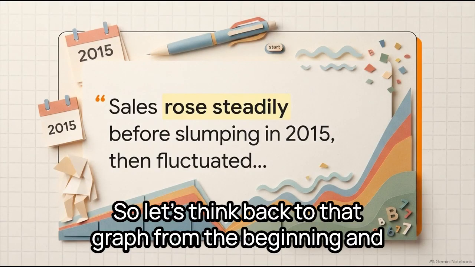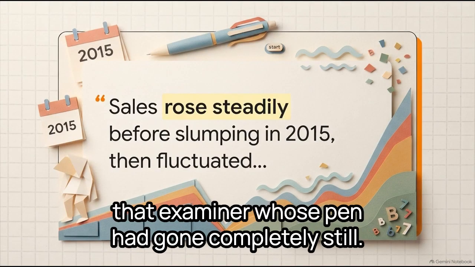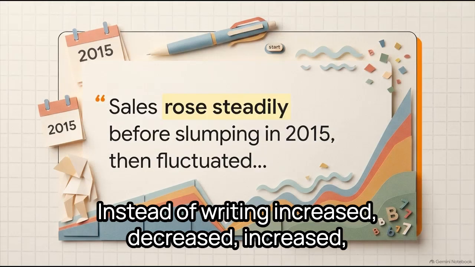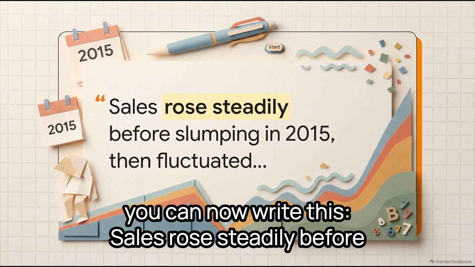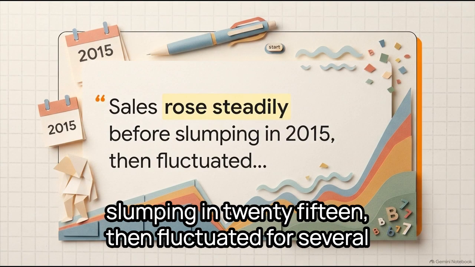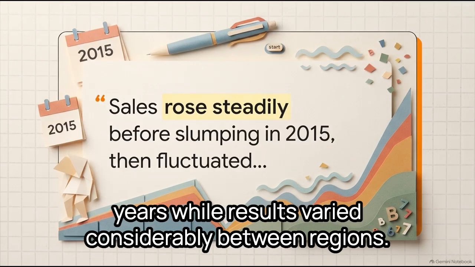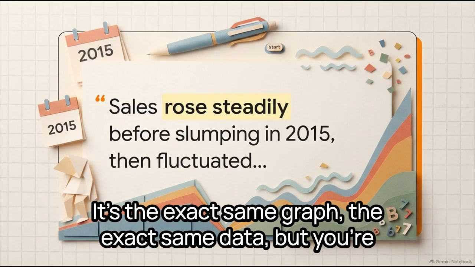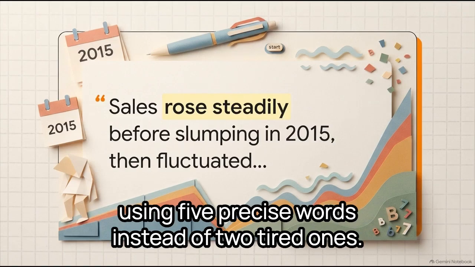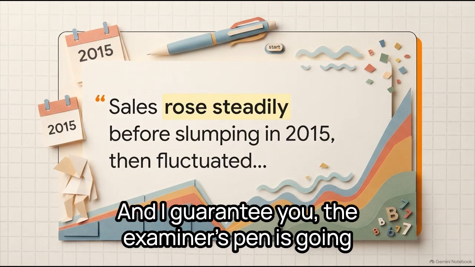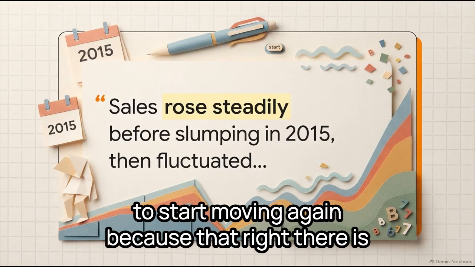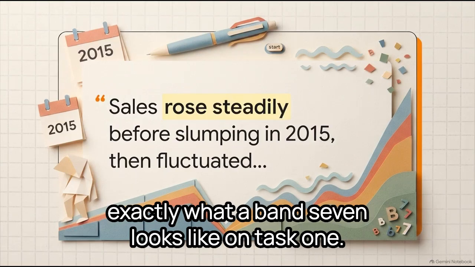So let's think back to that graph from the beginning and that examiner whose pen had gone completely still. Instead of writing increased, decreased, increased, you could now write this. Sales rose steadily before slumping in 2015, then fluctuated for several years, while results varied considerably between regions. It's the exact same graph, the exact same data, but you're using 5 precise words instead of 2 tired ones. And I guarantee you the examiner's pen is going to start moving again. Because that, right there, is exactly what a band 7 looks like on task 1.